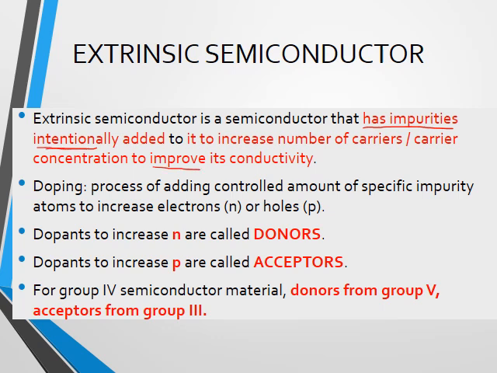The process to add impurities to the semiconductor is called doping process, and the materials used in doping process are called dopants. Dopants to increase electron concentration are called donors. Dopants to increase hole concentration are called acceptors. For group 4 semiconductor material, donors will come from group 5 and acceptors from group 3.